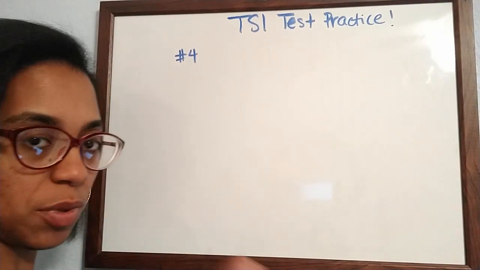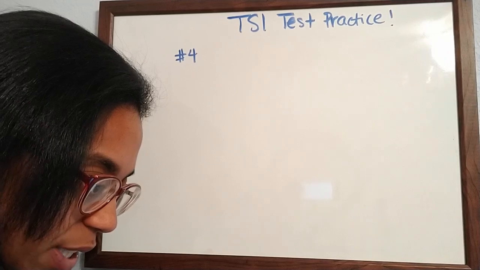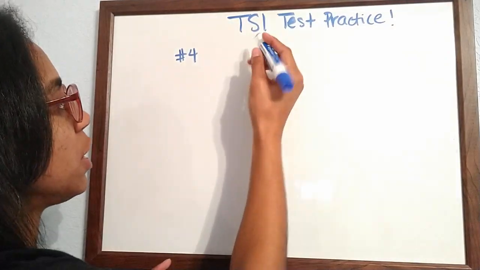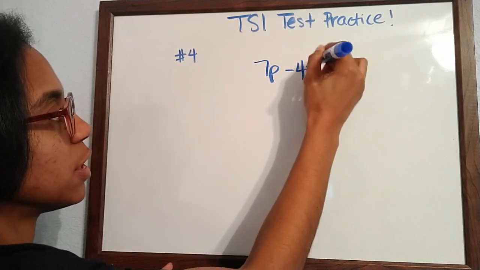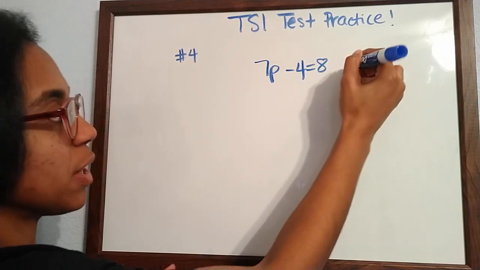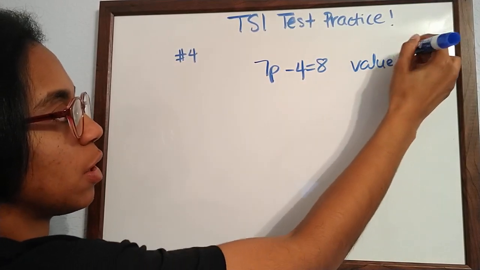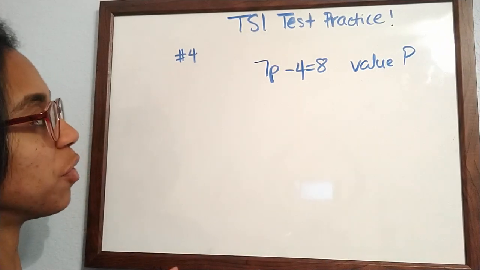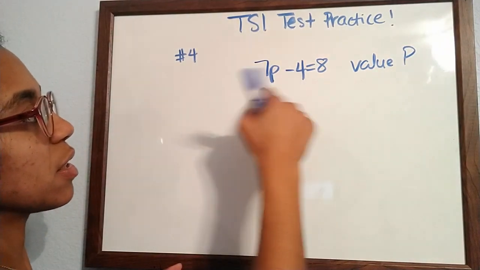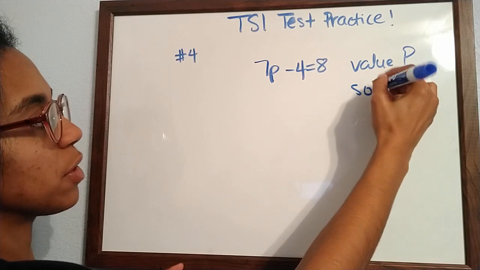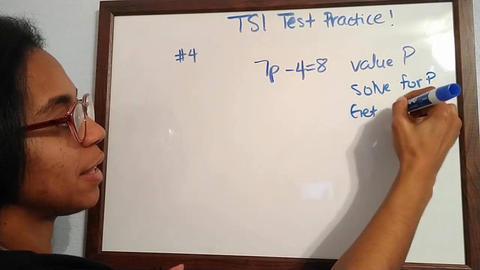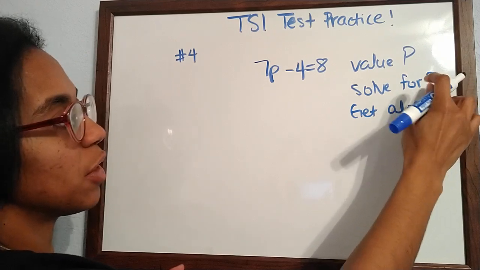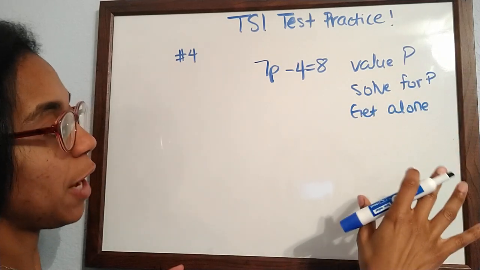All right, so let's work on number 4 for the Accuplacer TSI test. It says if 7p minus 4 is equal to 8, what is the value of p? It wants to know the value of p. Well, that means that we need to solve for p. So anytime you have to solve for a variable, you want to get that variable alone. The variable is going to be your letter, okay?